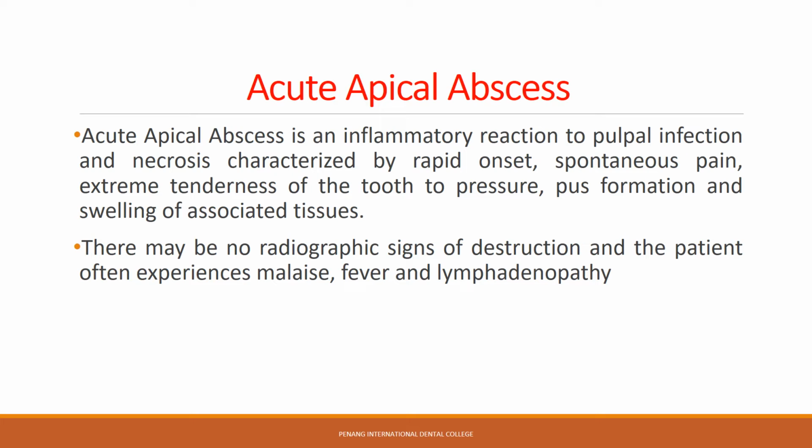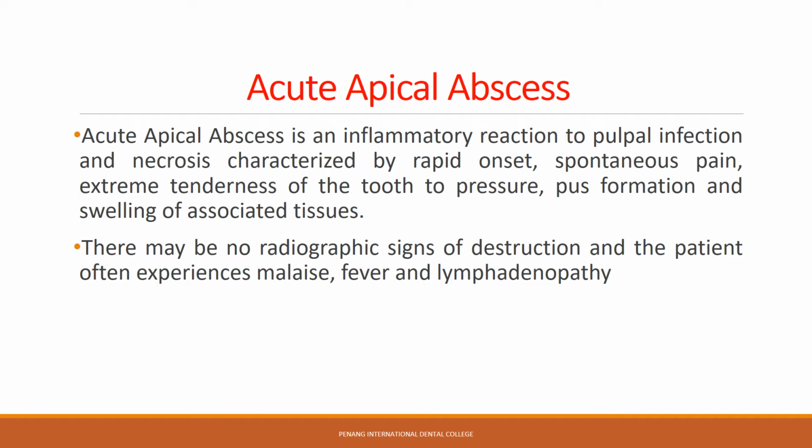The next condition is acute apical abscess. Unlike chronic apical abscess, here the inflammatory reaction to pulpal infection is similar, but the pain is very rapid in onset, pain is spontaneous, there is extreme tenderness of the tooth to pressure, and formation of pus, that is, swelling is noted.